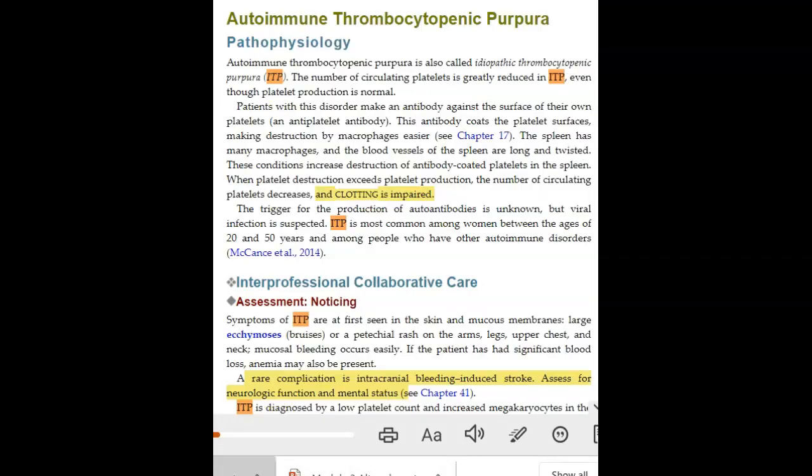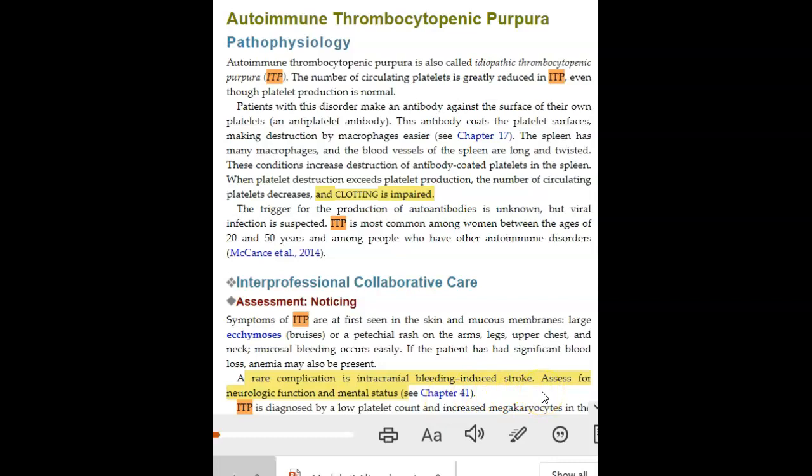Please read on the autoimmune thrombocytopenic purpura. Also know the autoimmune thrombocytopenic purpura is also called idiopathic thrombocytopenic purpura, ITP. So I want you guys to be familiar with ITP and look at the area that I have highlighted. Read first before you get to this area so you can understand why I highlighted that area, as well as down here below. So a rare complication is intracranial bleeding induced stroke.